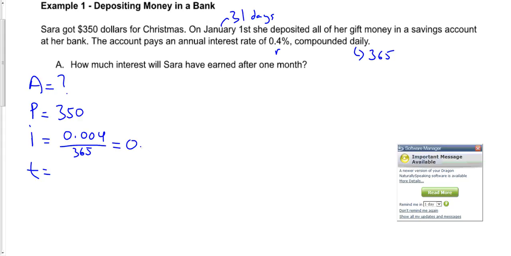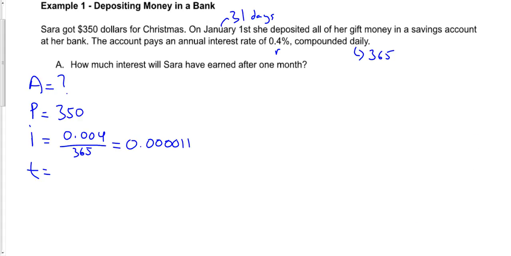That's going to give me, approximately, 0.000011. I'm going to approximate that. And then T is the number of compounding periods invested. I know that it's compounded daily, but I only want to figure out how much she's earned after a single month. So in the month of January, there are 31 days, which means that there's 31 compounding periods in total.